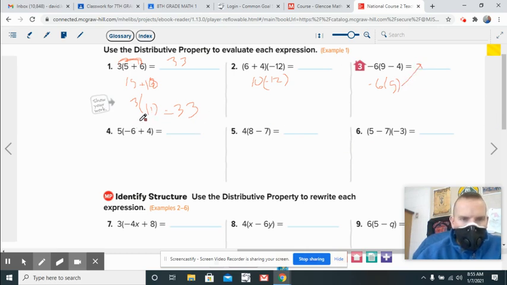Next problem. -6 plus 4 is -2. So do 5 times -2. And write our answer here. 8 minus 1 is 7. 4 times 7 is 28. And you can check these on a calculator as well. 5 minus 7 is -2 times 3 gives me my answer of -6.